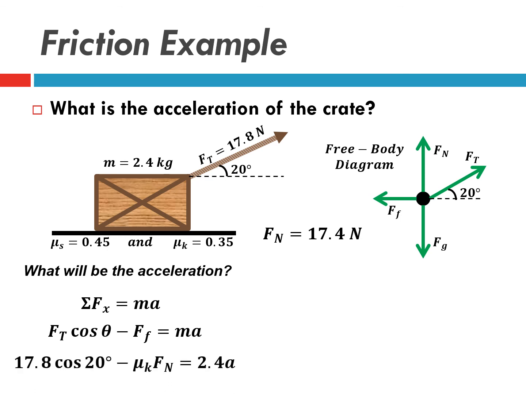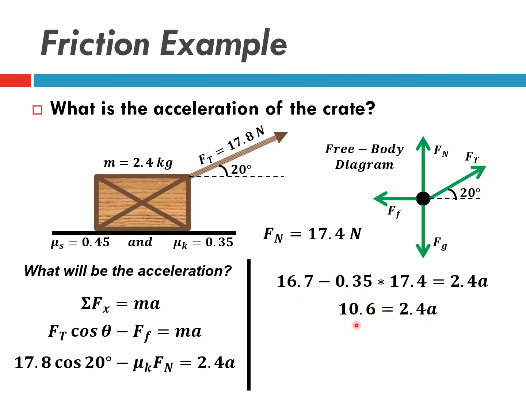So we put in our force of tension times the cosine of 20 degrees, because that's the horizontal component of the tension force, minus the force of friction going in the opposite direction. Now we're going to be using the coefficient of kinetic friction times the normal force. The normal force we already found to be 17.4. So we plug in that 17.8 cosine of 20 degrees, which was 16.7, and subtract the coefficient of kinetic friction, 0.35, times 17.4. That's going to be equal to our mass, 2.4, times acceleration. Figuring out this side of the equation, we get 10.6.